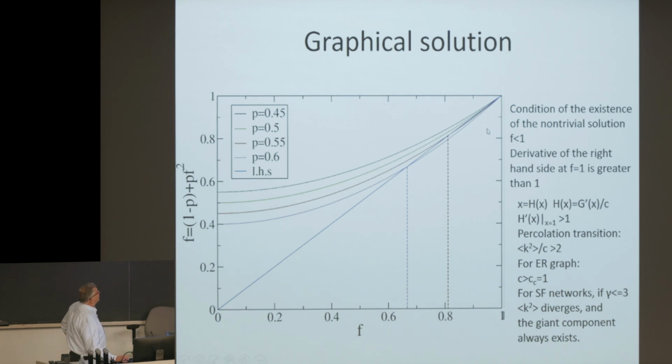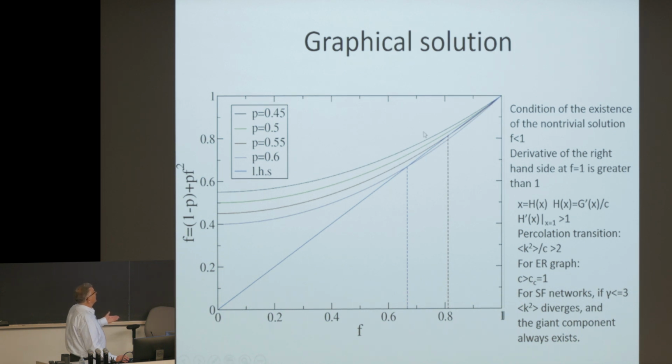This quadratic equation can be easily solved, and you can solve it graphically, and you can see that there is always one solution which is equal to 1. And if p here is greater than 1/2, then you will have extra solutions which correspond to the existing giant components. Because if f equals 1, it means that the probability not to belong to the giant component is 1, and so definitely the giant component doesn't exist.